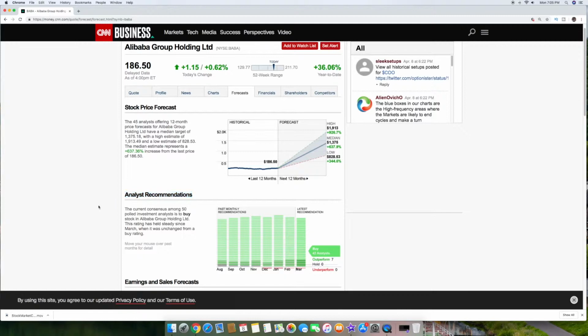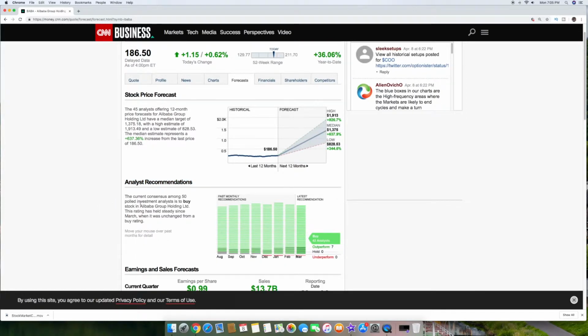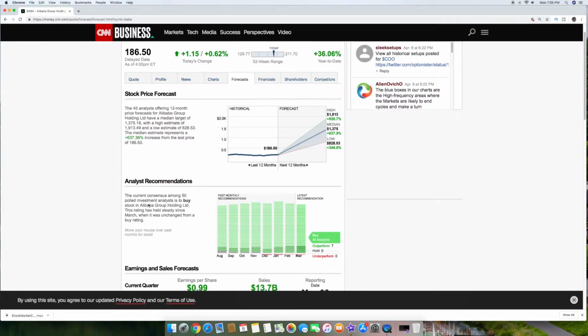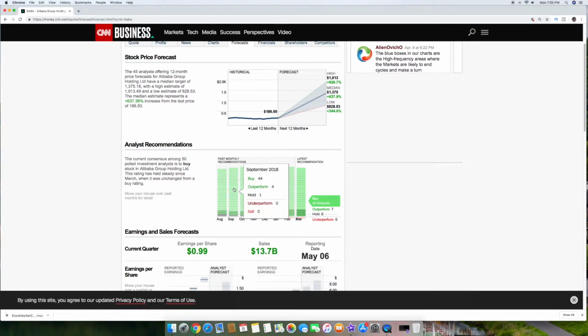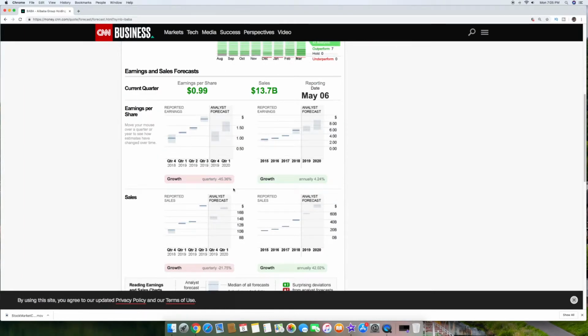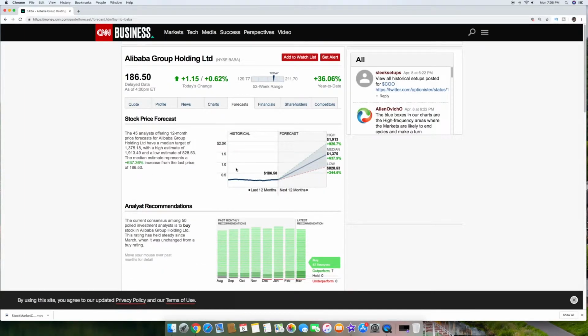So then I come down to the analyst recommendations down here, and it says among 50 polled investment analysts. So this one had 50 people looking at this, and it says it's a buy. And if you look down here and hold your mouse over this screen here, it'll tell you 44 of the 50 analysts think it's a buy, 4 think it's going to outperform, 1 is a hold, and there's 0 underperform and 0 sell, which is crazy. So again, this is something that you have to take a look at, but it does pique my interest. And with this type of stock, I look at this and I'm going to do more research on this.